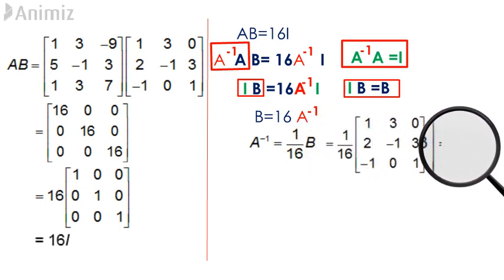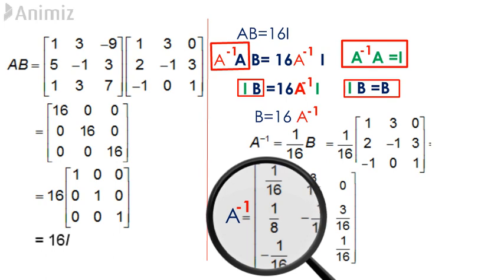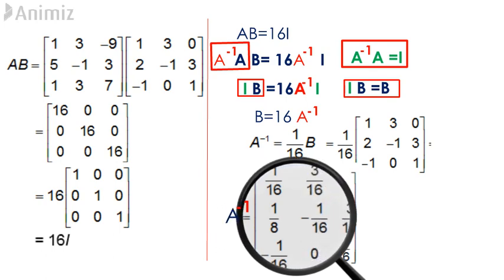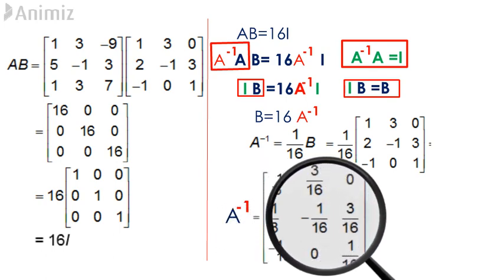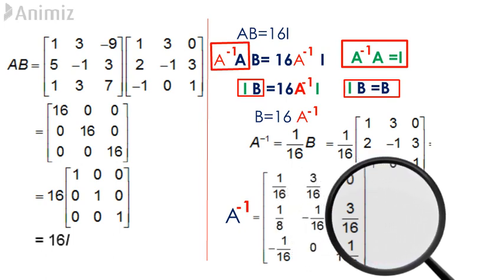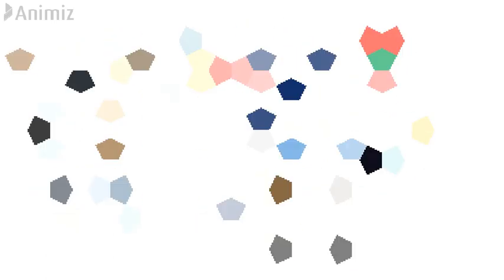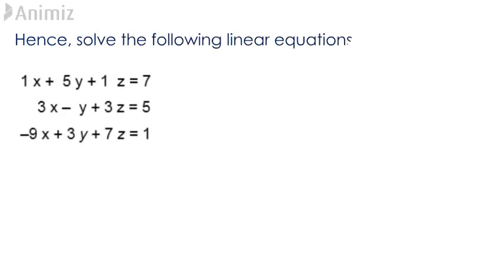To find A inverse, multiply 1 over 16 with matrix B, whose elements are 1, 3, 0, 2, -1, 3, -1, 0, 1, as given in the question. This gives us the matrix containing the elements 1 over 16, 3 over 16, 0, 1 over 8, -1 over 16, 3 over 16, -1 over 16, 0, 1 over 16 to be A inverse.